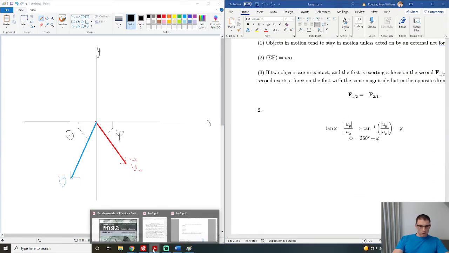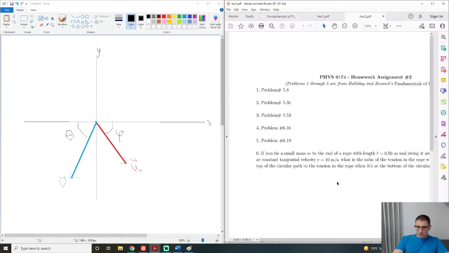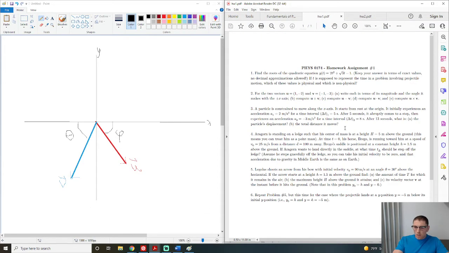Let's see, what else did you have to do for 2? Dot product. I think the dot product is pretty straightforward, right? Sum, you just add the components. For the difference, you just subtract components, right? So it's kind of the same thing.